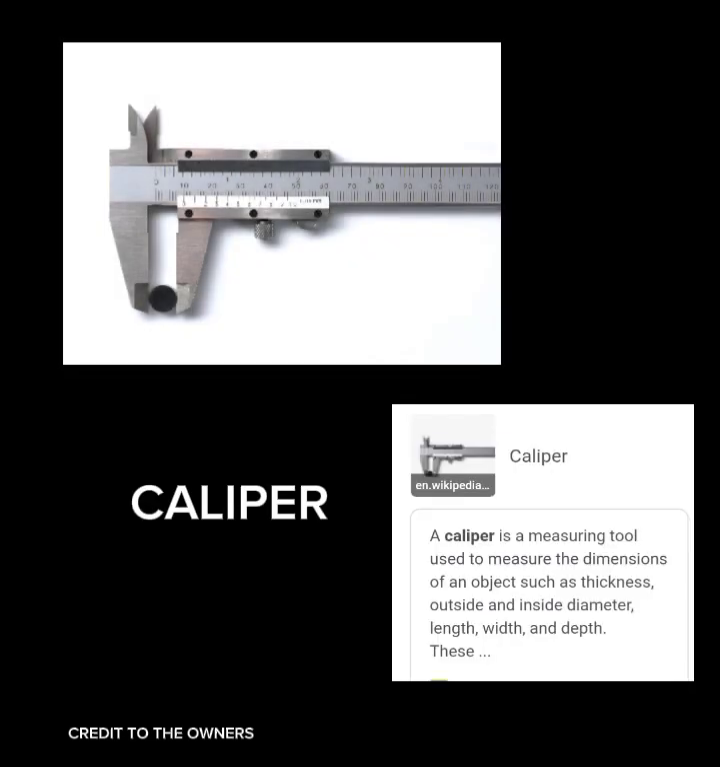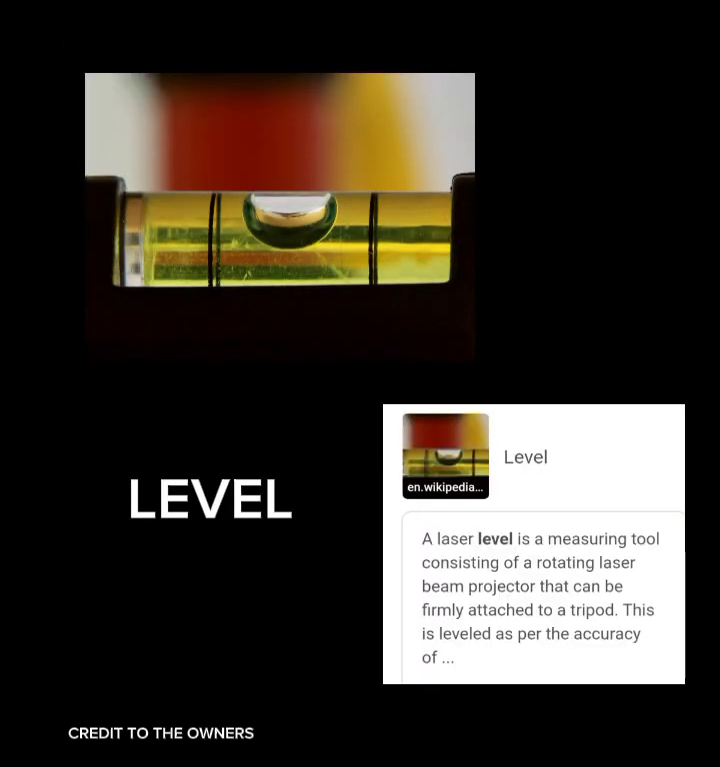Next is the caliper. It's a measuring tool used to measure the dimensions of an object such as thickness, outside and inside diameter, length, width, and depth. Next is the level. It's a measuring tool consisting of a rotating laser beam projector that can be firmly attached to a tripod.